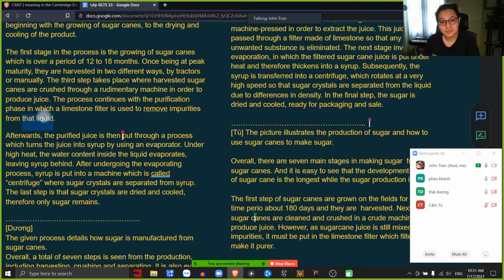Okay. From that liquid. Okay, now the purified juice then put through a process.